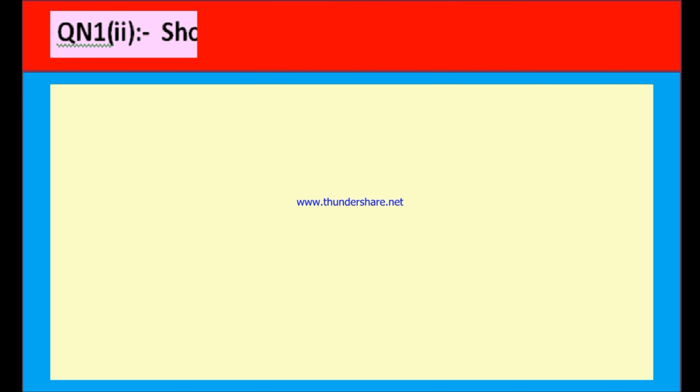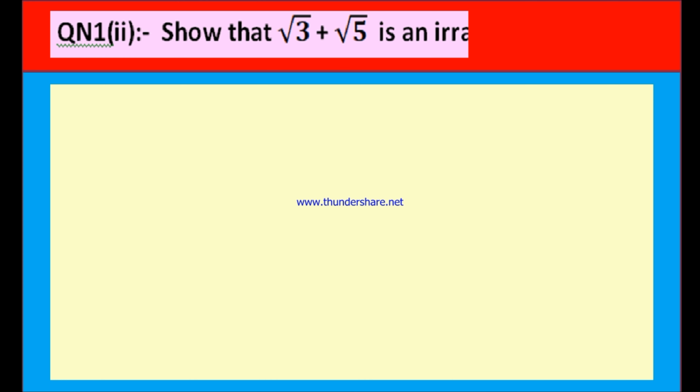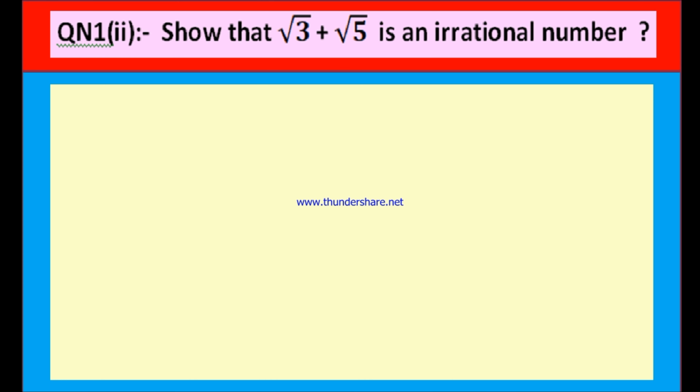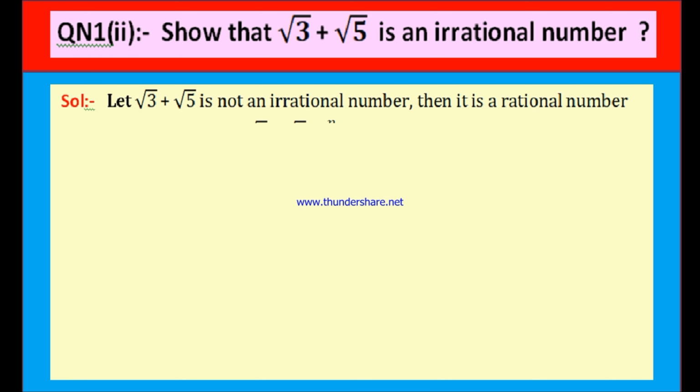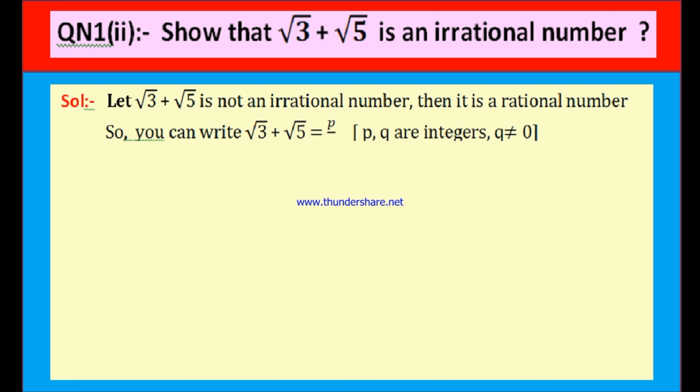Look at the second bit now. Question number 1, second bit. Show that root 3 plus root 5 is an irrational number. Here is the solution. We will prove this in the indirect method. Indirect method means you have to assume that the given statement is wrong.